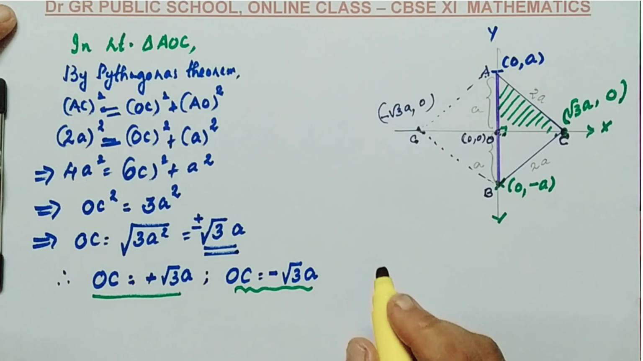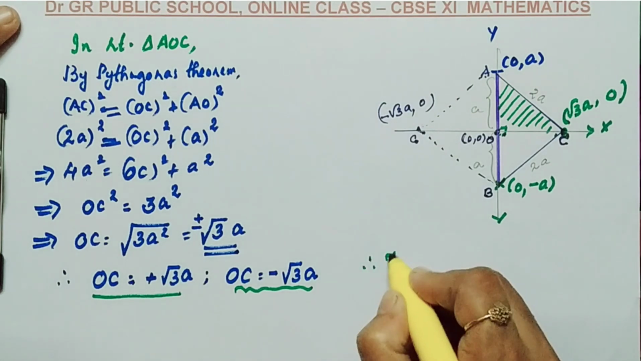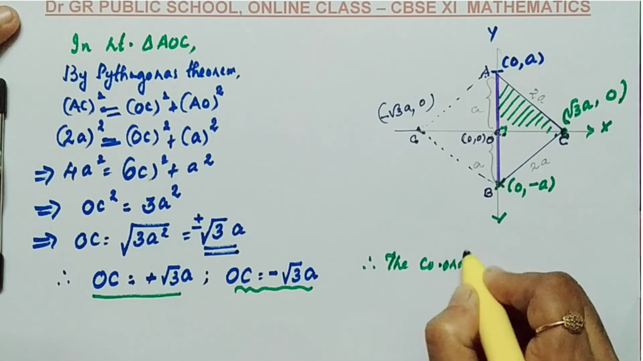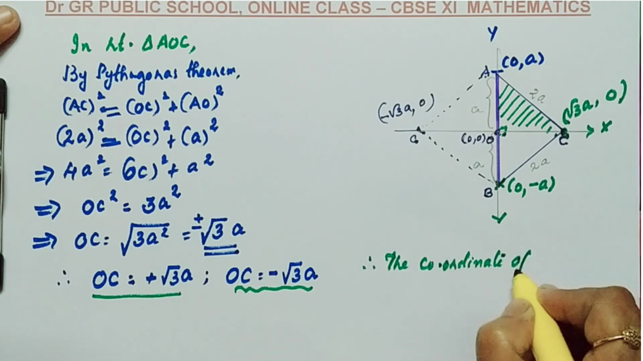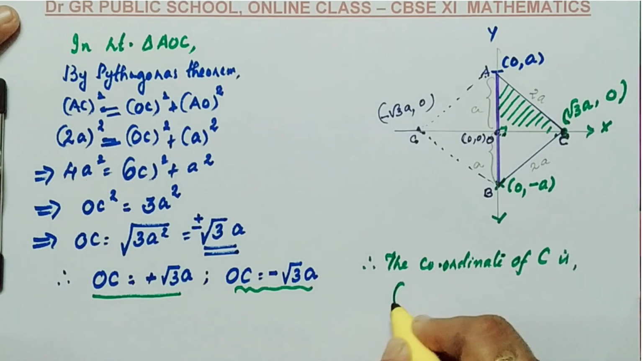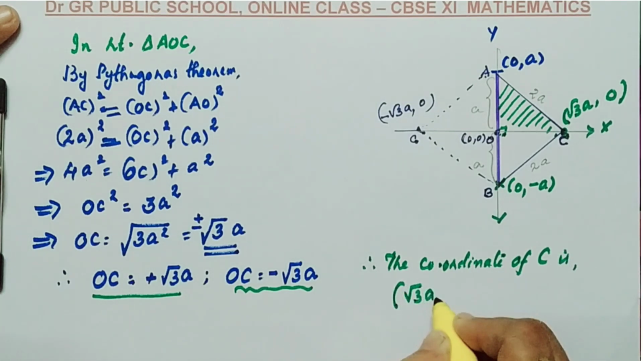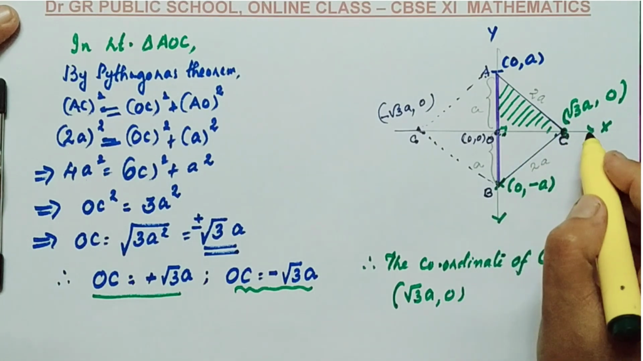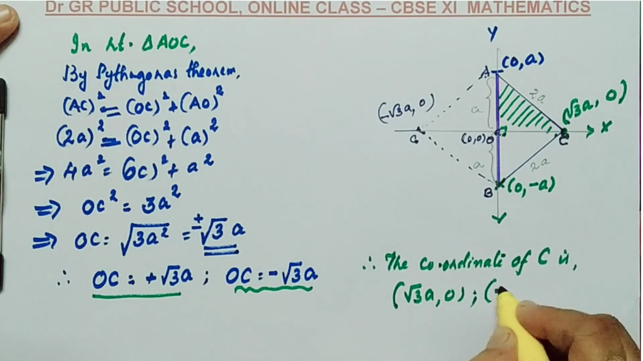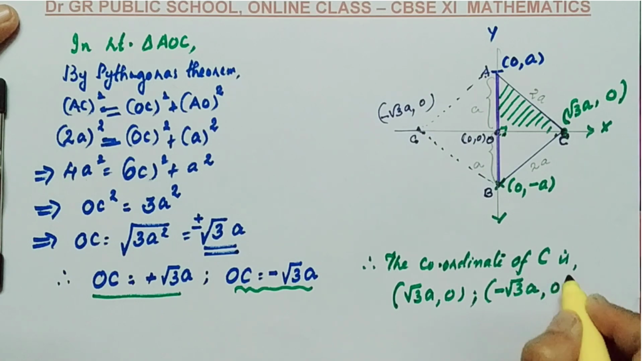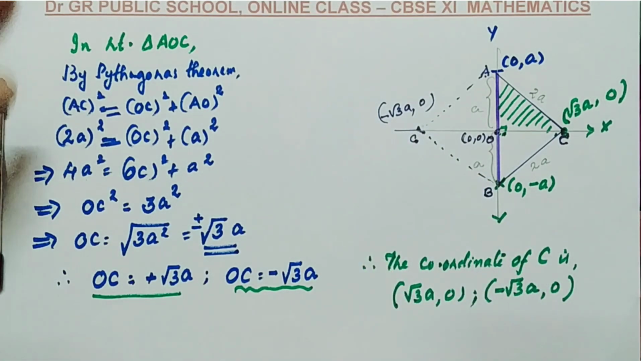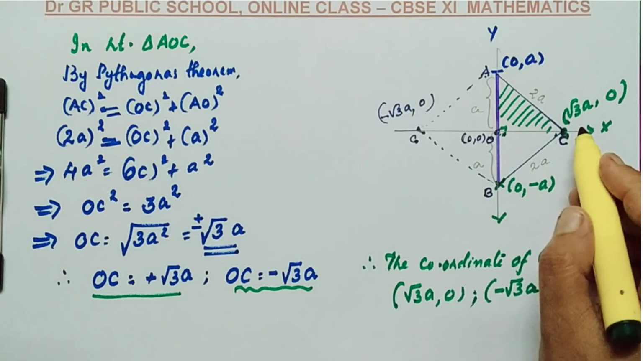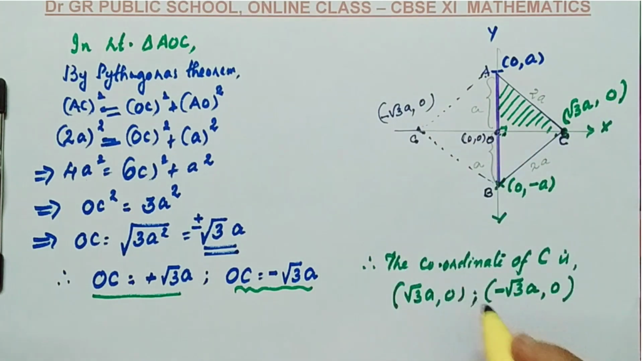But at last you must write the possible values. Therefore the coordinate of C, the third vertex, we need to write like this: either plus root 3a, 0 if it is on the right side, or the positive side of the x-axis, and minus root 3a, 0 if it lies in the negative direction of the x-axis. So both are possible. Based on the figure we need to take one, but at last when finalizing you need to write that the coordinate of C has two possible values, either root 3a, 0 or minus root 3a, 0.